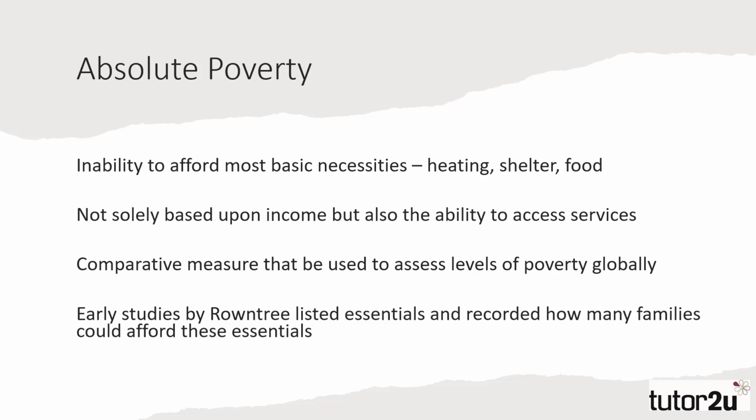Early measurements of absolute poverty were conducted by social reformer Benjamin Rowntree, who, inspired by his father Joseph Rowntree, set out to measure a list of essential goods and recorded how many families could afford these. The work of Benjamin and his father is continued today by the Joseph Rowntree Foundation, one of the leading charities examining poverty in the UK.